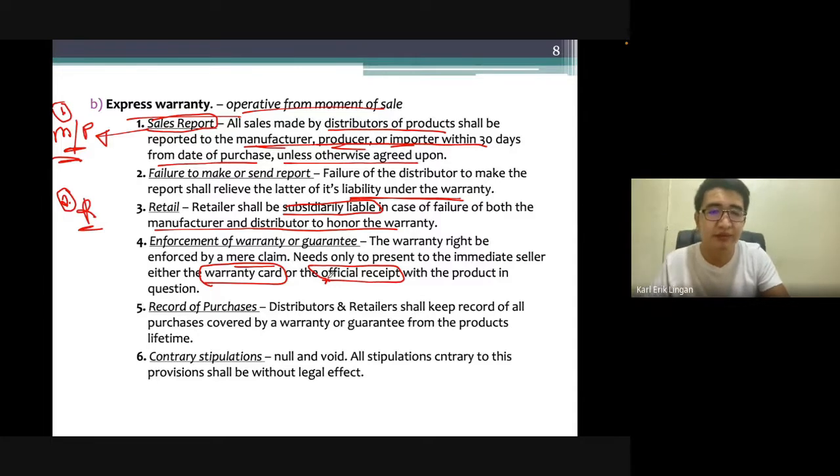Okay, yun. Record of purchasers. Distributors or retailers shall keep record of all purchases covered by a warranty or guarantee for the product's lifetime. Contrary stipulations, null and void. Okay? Any stipulation contrary to RA 7394 is null and void. All stipulations shall be without legal effect. Okay?